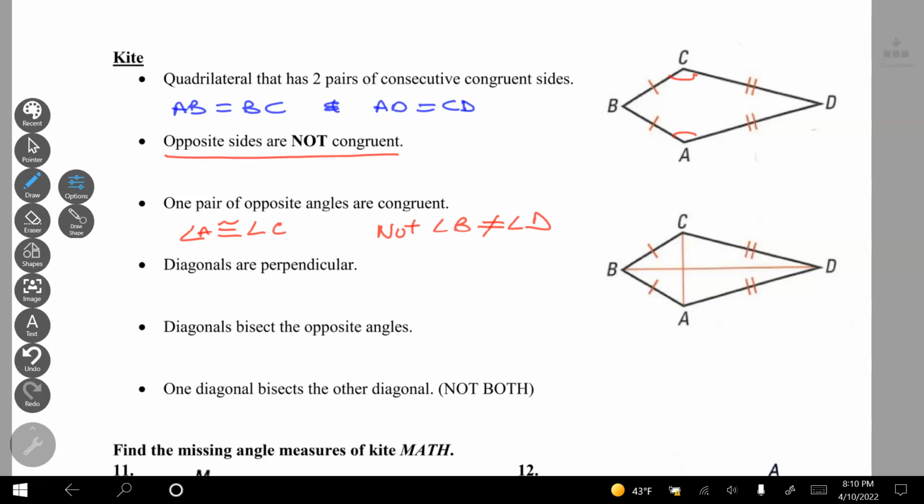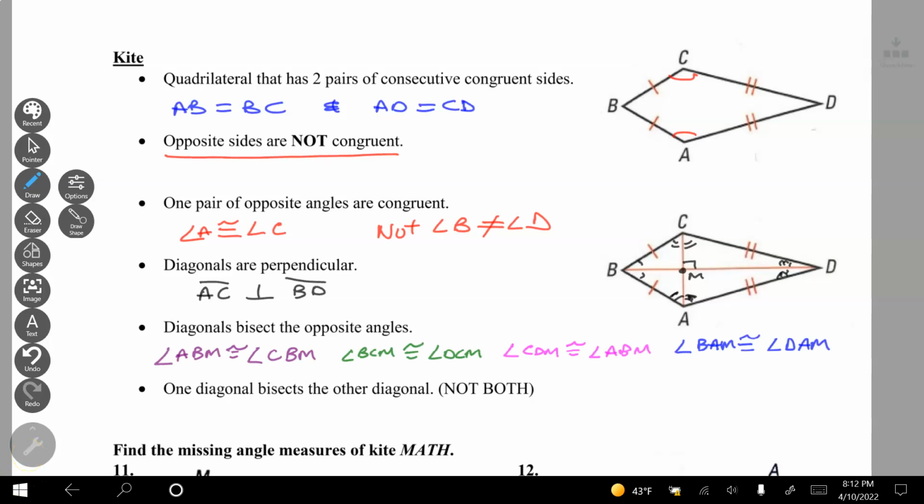They are not equal. If we look farther into the picture, we can see that when the diagonals are drawn, they form a nice 90-degree angle, so that segment AC is perpendicular to BD, and the diagonals bisect these angles. So this angle here and this angle here are congruent, these two here are congruent, these two here are congruent, and these two here are congruent. And I'll write them out. I'm going to call this point M. I'm going to show you what angles are congruent.